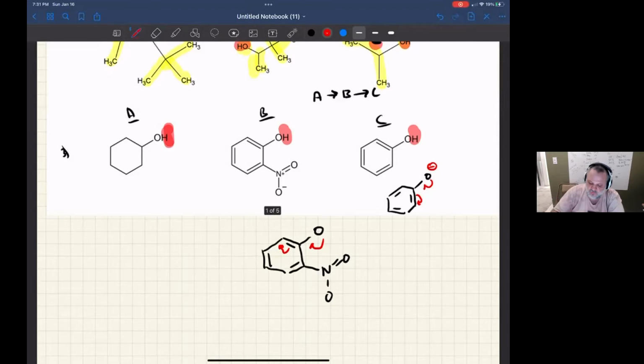But what about the nitro group? Can this resonate this way? It turns out it can, right? So you see that that negative charge can delocalize all the way out to those other oxygens. So there's even additional resonance contributions to B that serves to stabilize the conjugate base. So A is the weakest, then C, then B in this case. Okay.